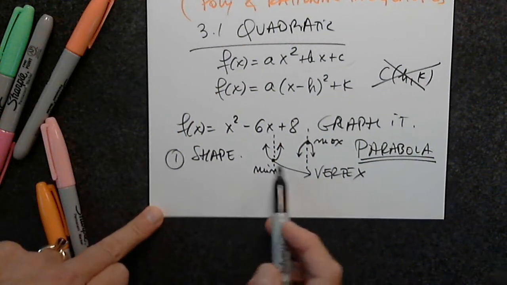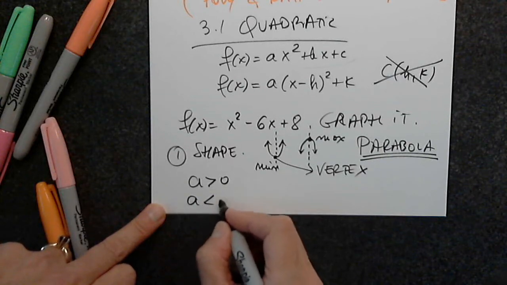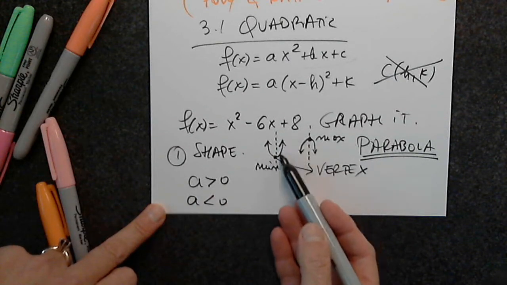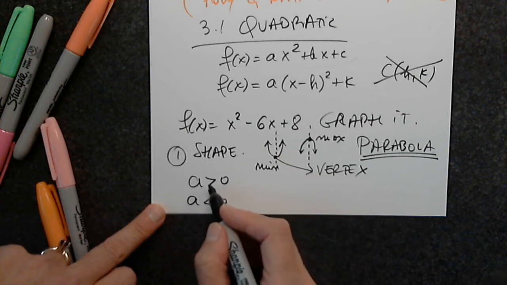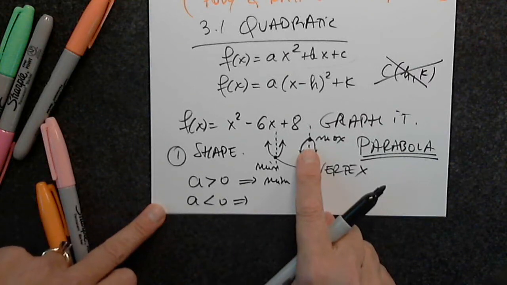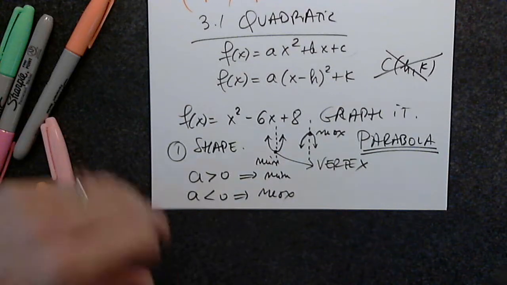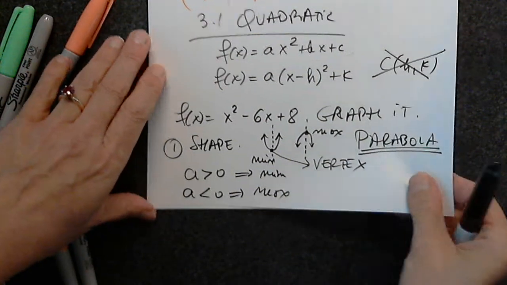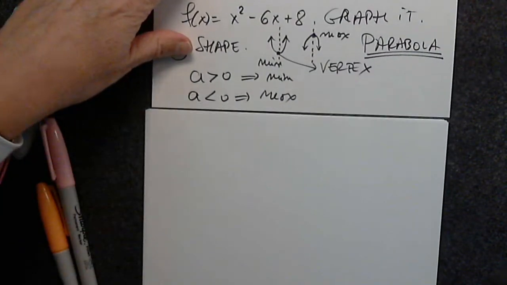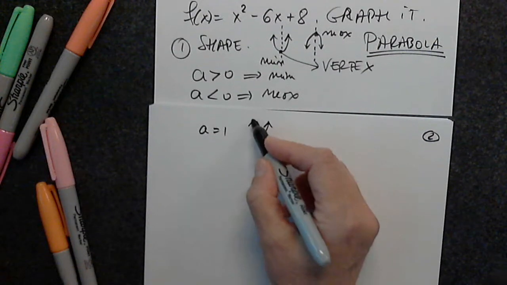So how do I identify the shape without graphing it first? Well, if the leading coefficient is positive, we know x squared looks like this, and the leading coefficient is positive. So if the leading coefficient is positive, we're talking about a minimum. If the leading coefficient is negative, we're talking about a maximum. So coming back to our case, what does that mean? Does the parabola have a minimum or a maximum? Yes. So in our case, a is 1. So the parabola has a minimum.